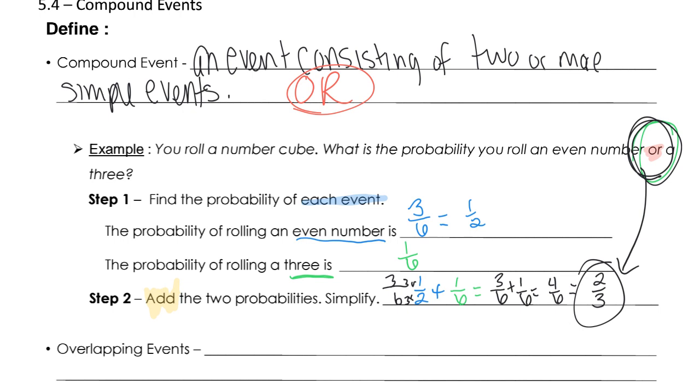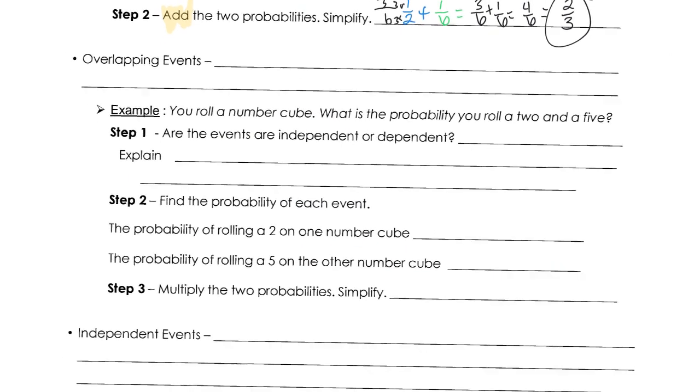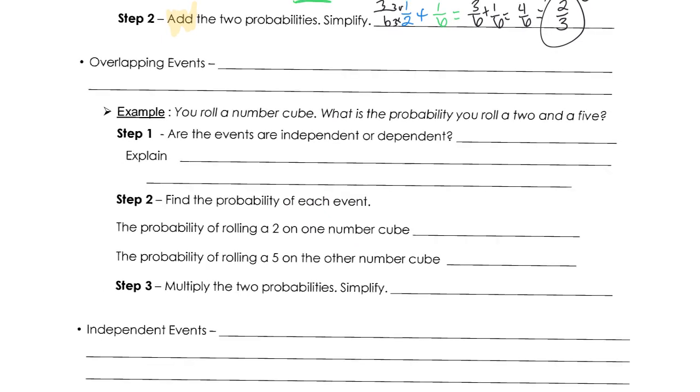Now that we have compound events, there are two different types of compound events. When I made this, they're kind of out of order, and I apologize. There's independent events, which we're going to talk about. But first, I want you to cross off the word overlapping, and I want you to write dependent. So there's independent and dependent events.